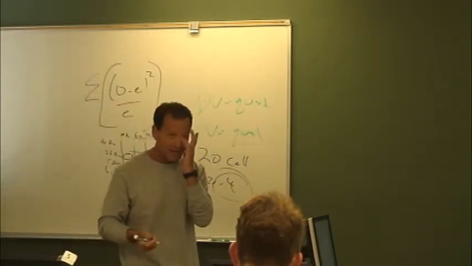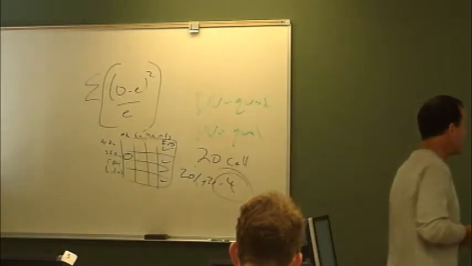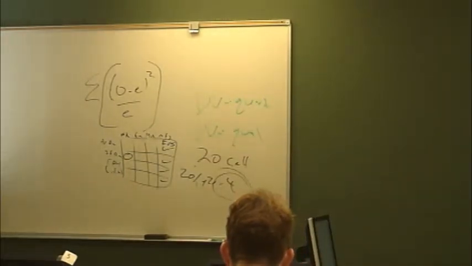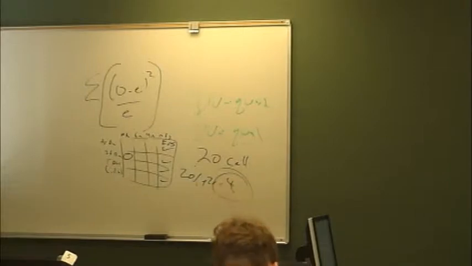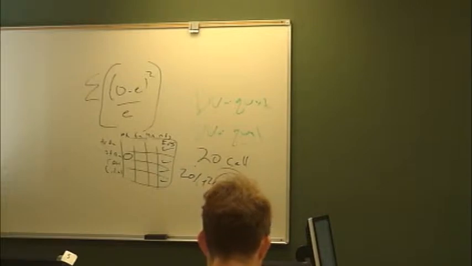SPSS will actually spit this out for you. SPSS says 21 cells, 70% have expected count less than 5. And we already knew that there's going to be a lot of small expected counts. It just means that the results can be somewhat unstable.